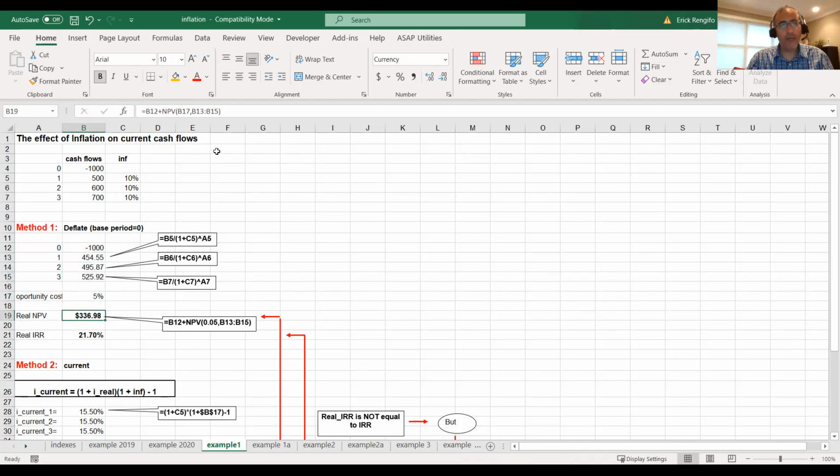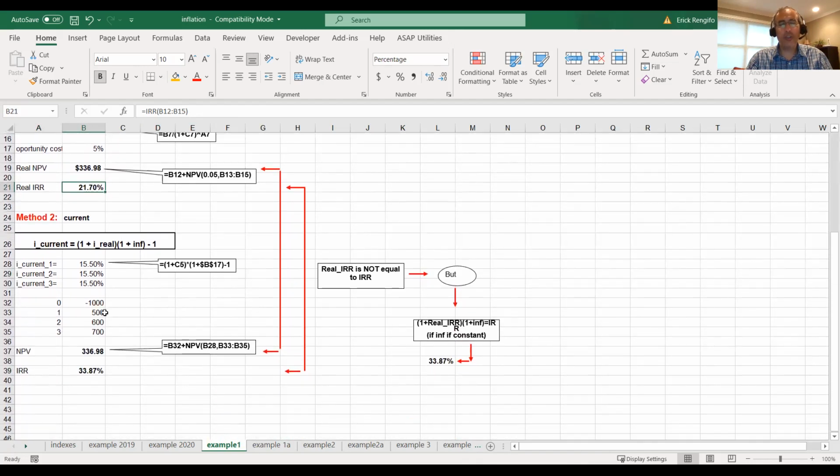And then you sum the first one, the one that is in periods here. Remember that, that's crucial for using the NPV in Excel. So my net present value is 336.98. My real IRR, so simply do IRR of this block, is 21.70.